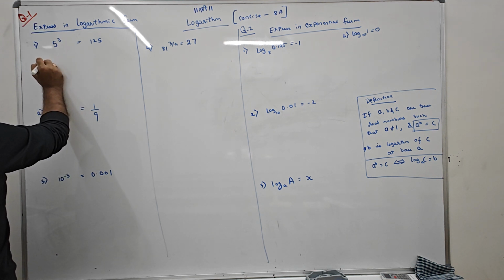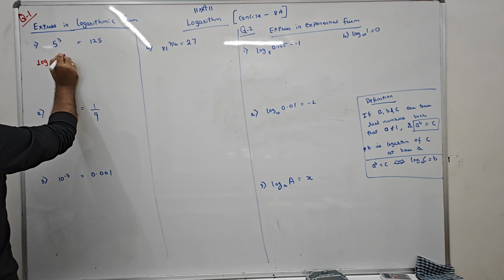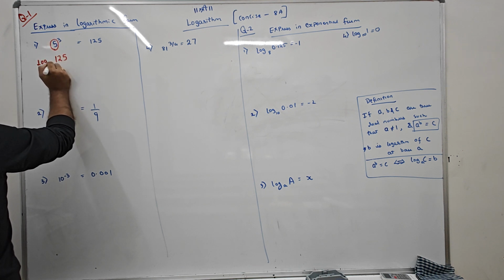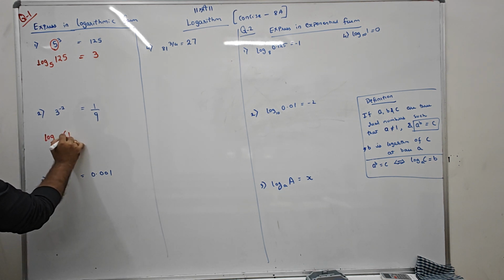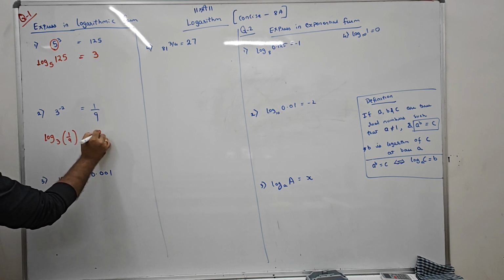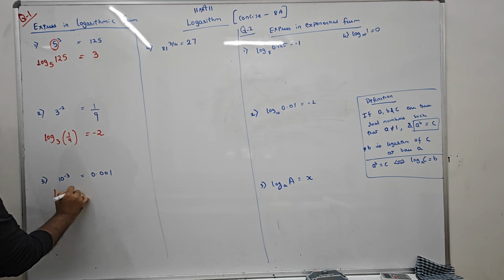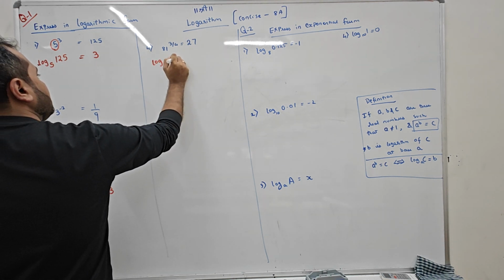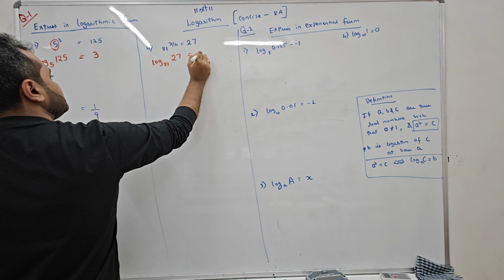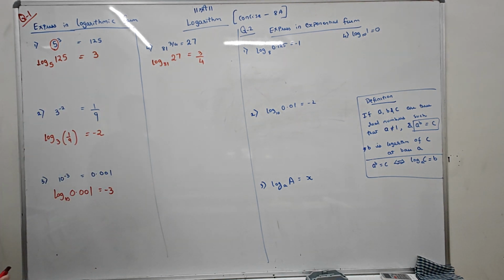So I can write log of 125 to the base 5 is equal to 3. I can write log of 1 by 9 to the base 3 equals to minus 2. I can write log of 0.001 to the base 10 equals to minus 3. I can write log of 27 to the base 81 is equal to 3 by 4. This is how it works. So we can easily convert exponential form to logarithmic form by using the definition of log.